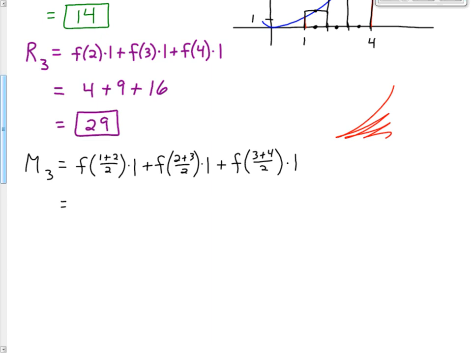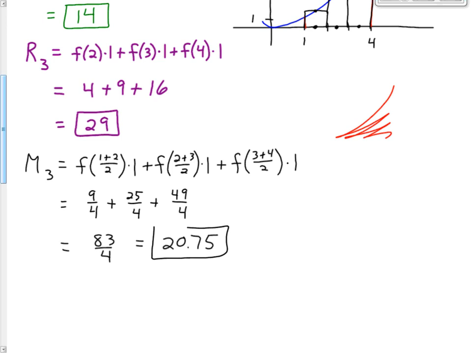So what's that going to give us? That's 3 halves squared, which is 9 fourths, plus 5 halves squared, so that's 25 fourths, and then 49 fourths. So 34, 83 fourths, or 20.75 square units for a midpoint approximation. Notice that's in between the left and the right approximations of 14 and 29.